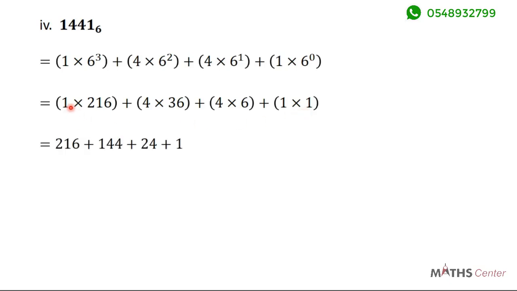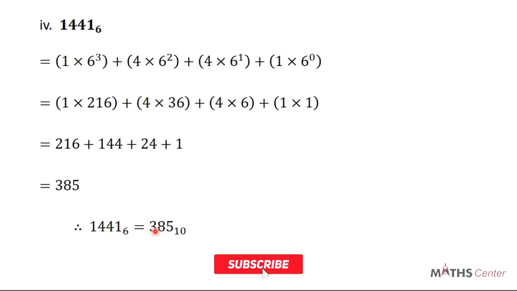So you are going to have 1 times 216 to give us 216, plus 4 times 36 to give us 144, plus 4 times 6 will give us 24, plus 1 times 1 will give us 1. You add all this and you are going to get 385. So it means that if you convert 1441 base 6 to base 10, you are going to have 385 base 10.